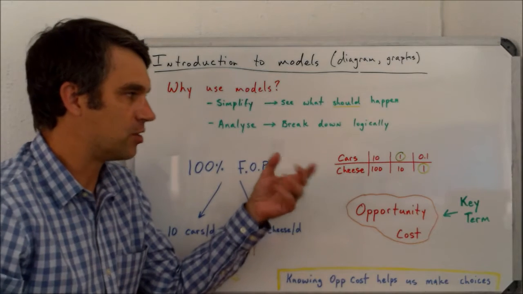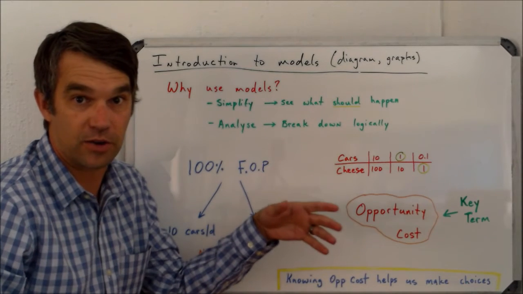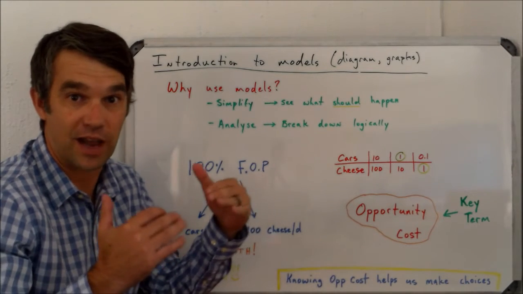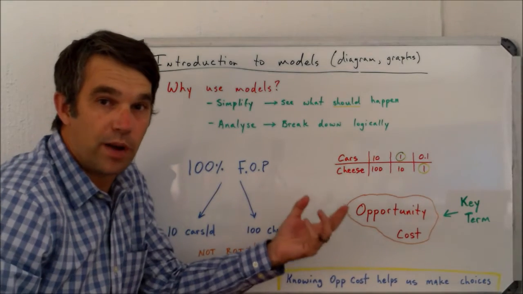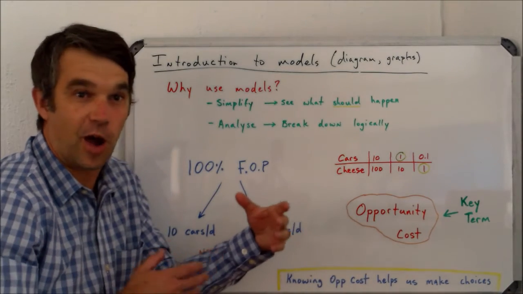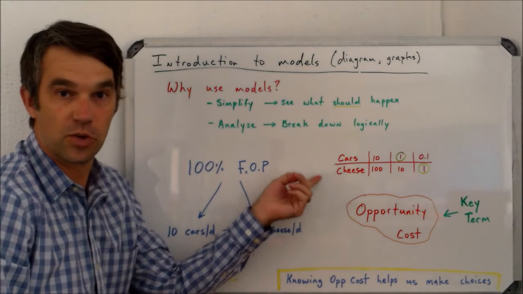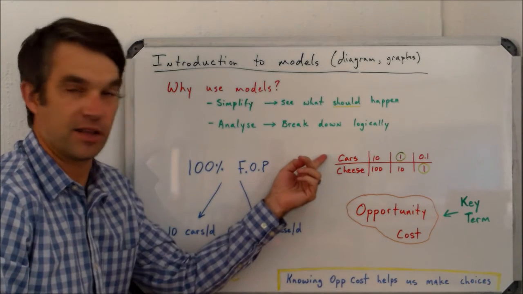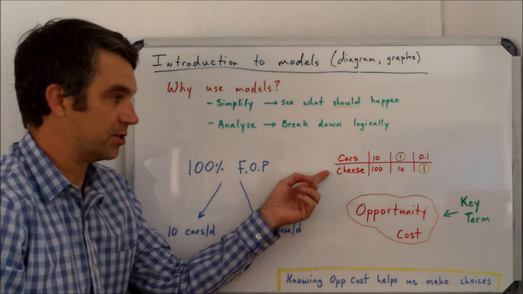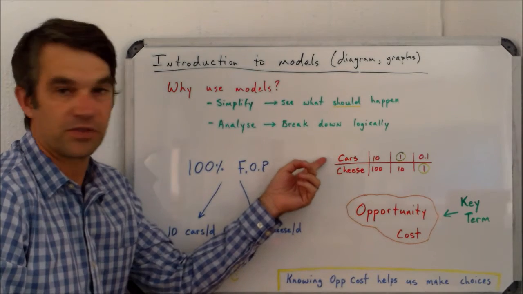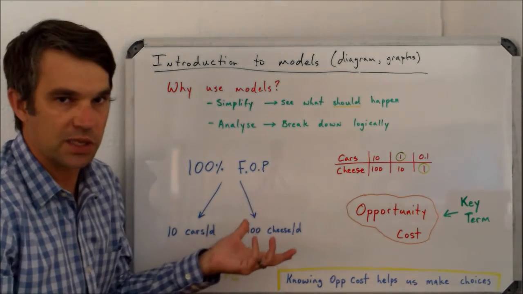Well, what if we don't want to make just 10 cars or 100 cheese? What if we want a mixture of both? If we want a mixture of both, then we need to figure out what one unit of each is going to cost. So what does one car cost in terms of cheese? And what does one cheese cost in terms of cars? To do that, it's really simple math.